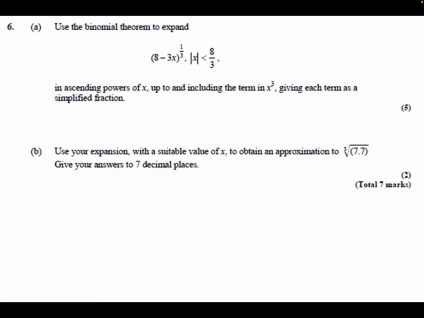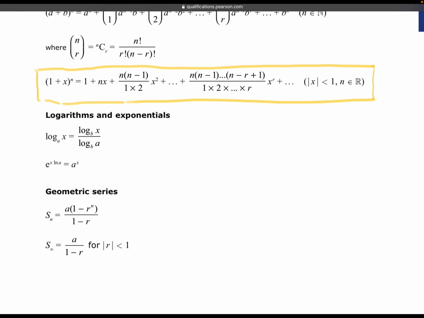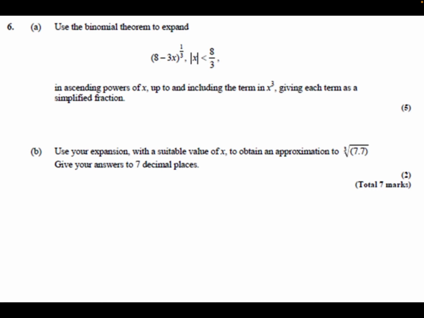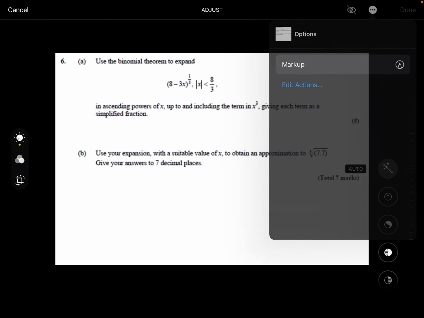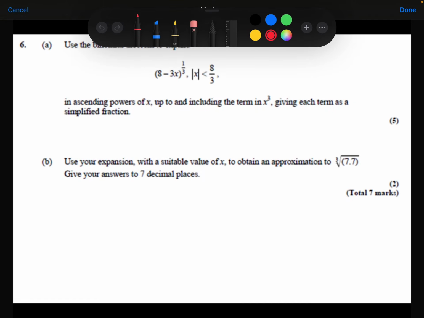So let's remind ourselves what the binomial theorem is. It's that formula there as it's given to you in the exam booklet. So we need to write it in the form of (1 + x)^n. So first thing we need to do is factorise that 8 outside.